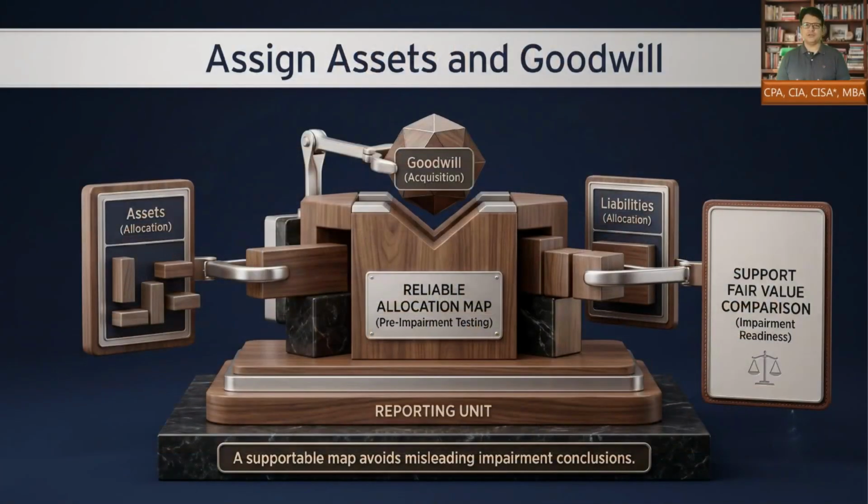Before testing goodwill, the company needs a supportable map. Assets used by the reporting unit are assigned to that unit. Related liabilities are assigned as well. Acquisition goodwill is also assigned to the appropriate reporting unit. Then the company can compare the fair value of that reporting unit with its carrying amount. If the map is wrong, the conclusion may be wrong. For example, putting goodwill in the wrong unit can create an impairment result that looks mathematical but is economically misleading. Good accounting starts with the right map.